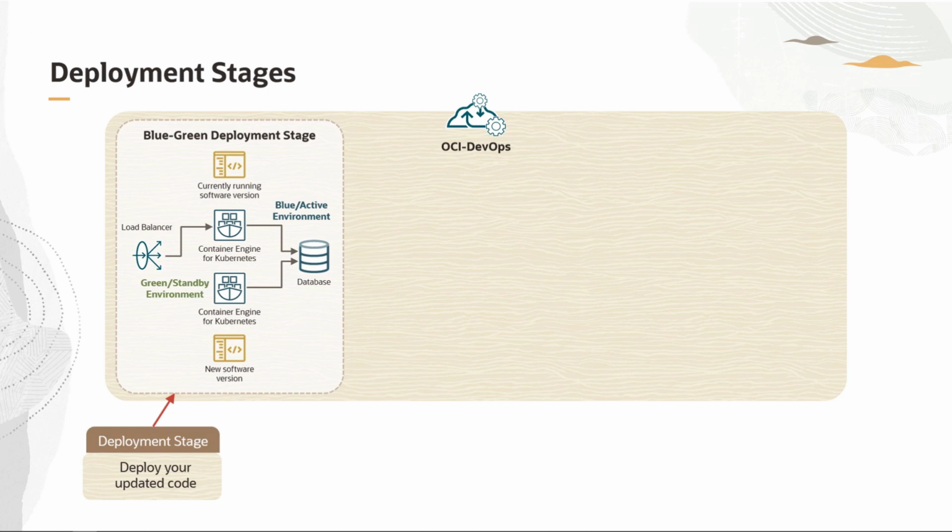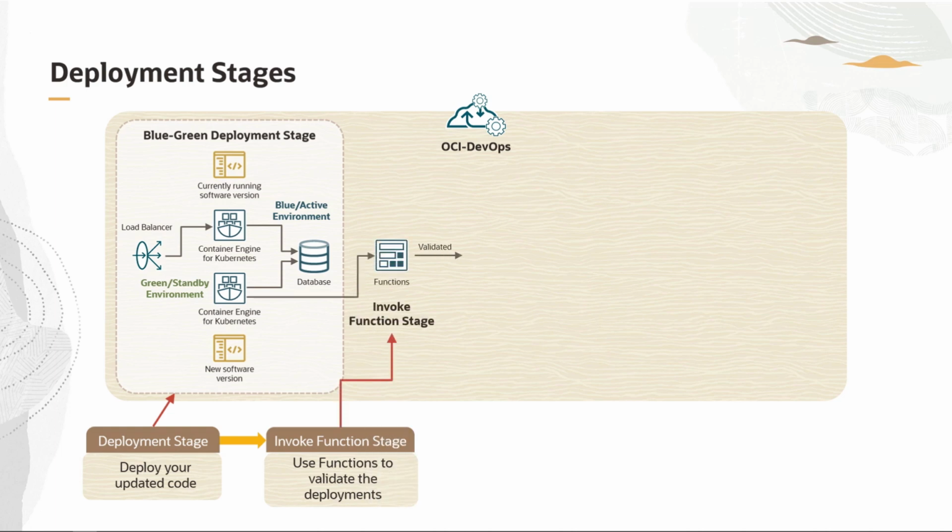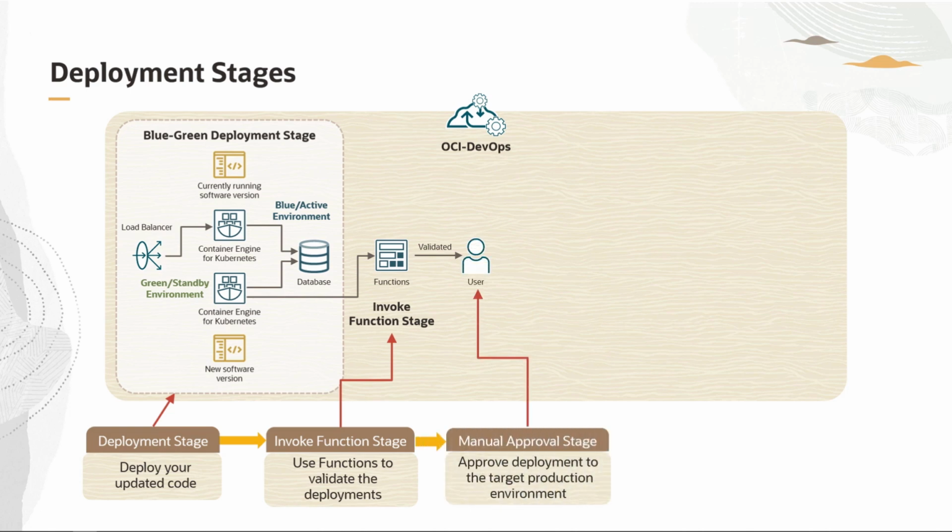The next stage is an optional invoke function stage. In this stage, a custom function can be added to the pipeline just to validate the application in the standby environment. The third stage is a manual approval stage, which again is an optional stage. A manual approval step is added to approve the deployment in the standby environment, and that happens before shifting the production traffic.